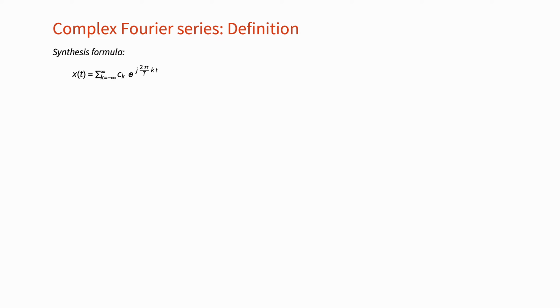Now, what we call the synthesis formula gives the definition of the complex Fourier series, which is a representation of a periodic signal x of t in terms of a linear combination of harmonically related complex exponentials with the form shown here. The quantity T denotes the period of the signal x of t, and 2 pi over T is the fundamental frequency of the signal. The coefficients ck are called the complex Fourier series coefficients of the signal x of t. And these coefficients for the periodic signal x of t are obtained using the analysis formula as indicated here.